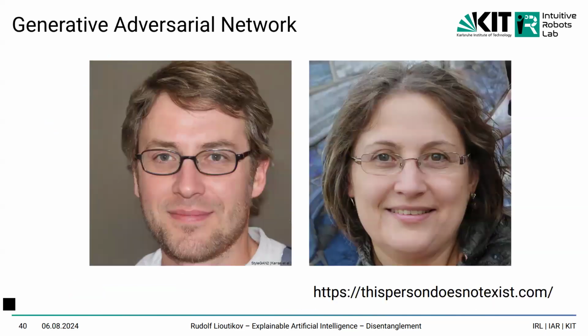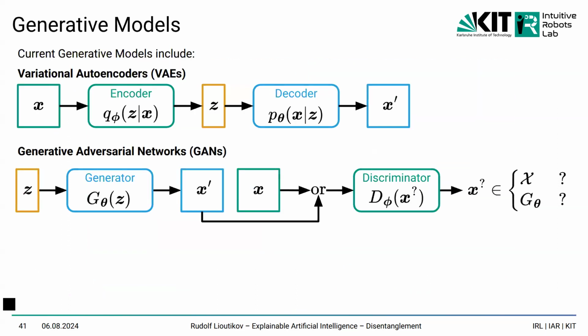Nevertheless, they can produce pretty cool images. This is from thispersondoesnotexist.com, and it's quite nice work. And with this knowledge, we now know where this picture comes from. Again, this is just a very brief illustration of how the GAN would relate to the VAE, as we've seen in the beginning.